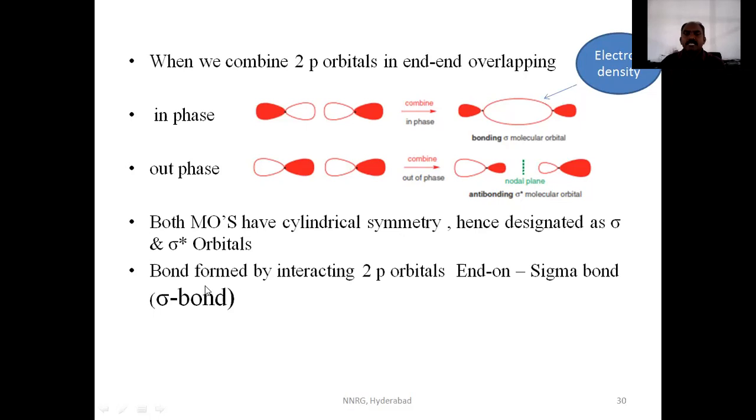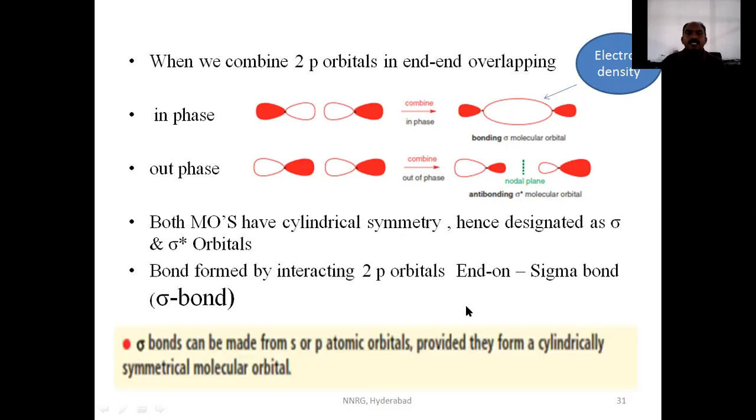This type of bonding leads to the formation of sigma bonds. So sigma bonds can be made from s orbital interactions or p atomic orbital interactions, provided they form a cylindrically symmetrical molecular orbital structure.